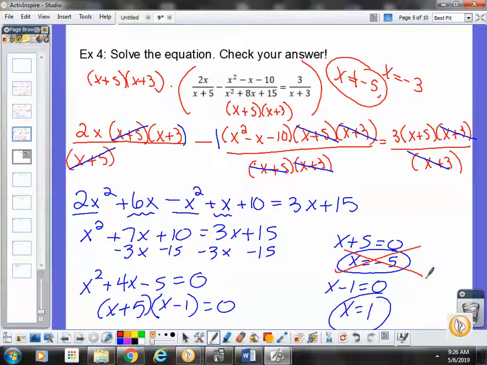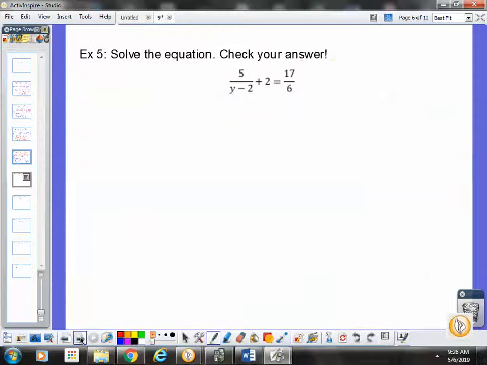I've got one more I need to do with you. This will be our last one. Here we have 2 divided by z plus 1 minus 1 over z minus 1 equals negative 2 over z squared minus 1.